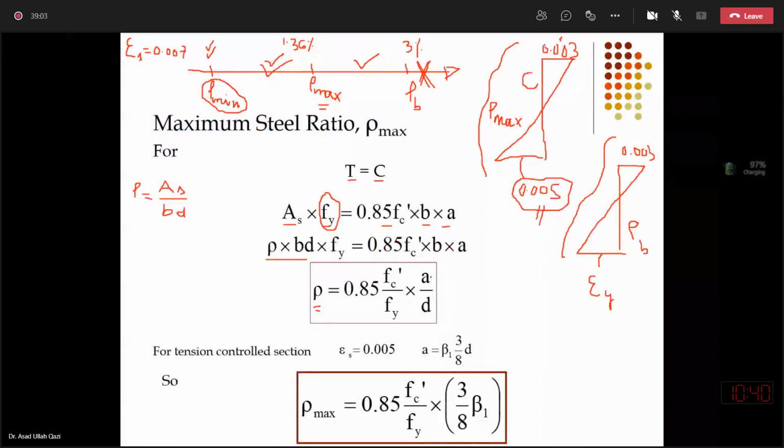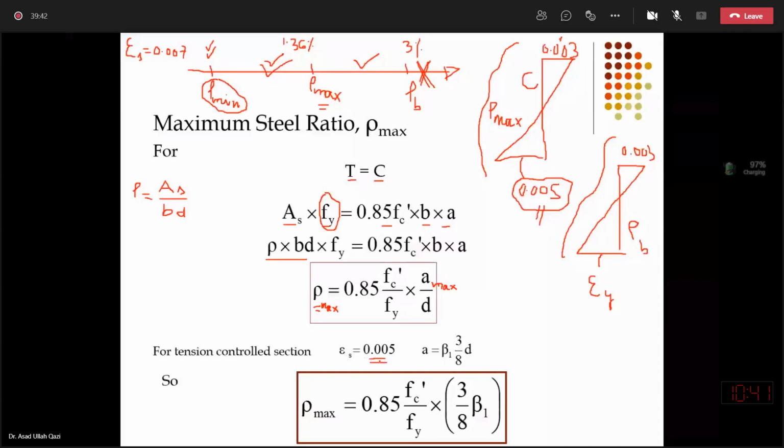Now in order to put subscript max over here, I should select that unique uniform stress block depth which gives me epsilon s equal to 0.005. So in order to put max over here, I will take help of the strain diagram corresponding to crushing in concrete, with steel at 0.005.